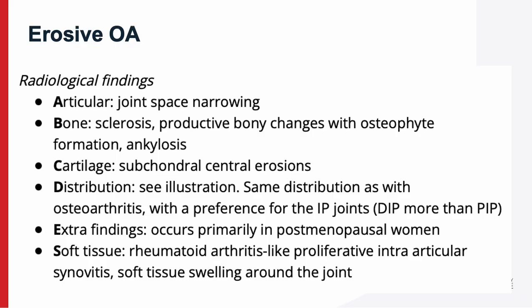So the A, B, C, D, E, and S of erosive OA, articular joint space narrowing. So what we see with osteoarthritis. B, bony sclerosis, productive changes, again what we see with osteoarthritis. The key thing is the C, subchondral central erosions occur, so that inflammatory component of the osteoarthritis. The distribution, PIPJ, DIPJ. Extra-articular findings, usually not many. Classic distribution, postmenopausal females. And because of that inflammatory process, you can get soft tissue swelling around the joint.